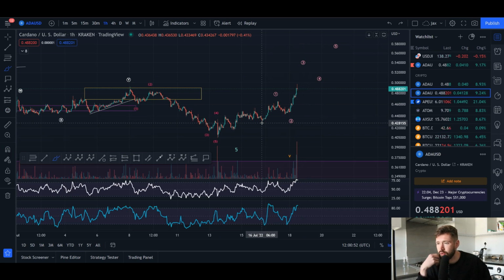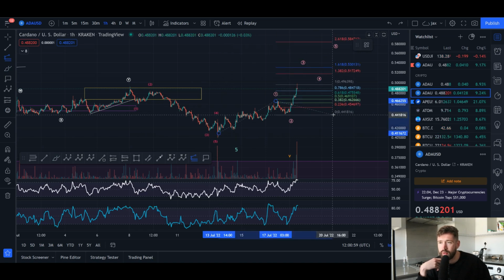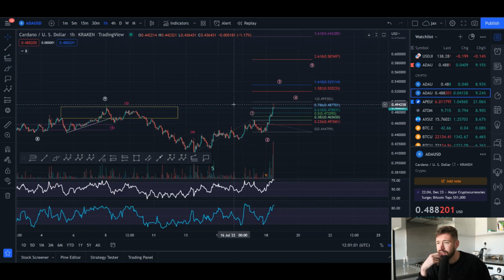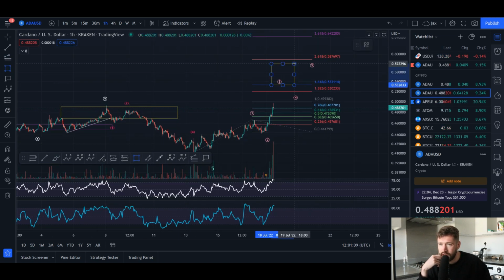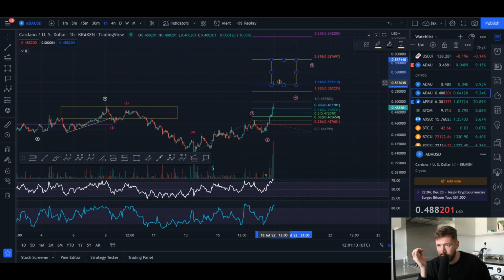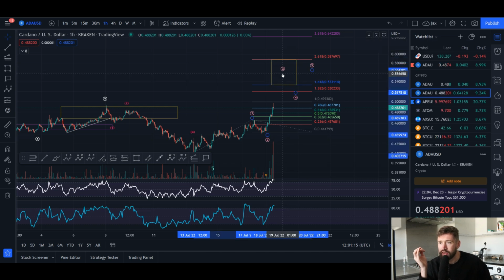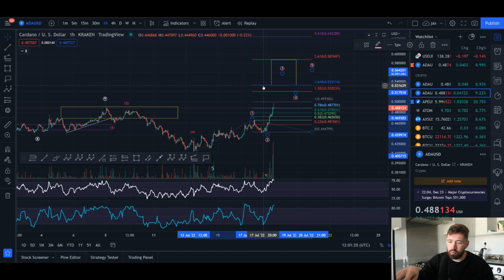Now to measure your wave 3, take your trend-based fib extension from the bottom of your wave 1 up to the top, down to the bottom of your wave 2, minimum target 1.618. So we're just going to drop in a little box here for a potential wave 3. Personally, I like to drop it in between the 1.618 and the 2.618, as the wave 3 can get overextended here. So in between about 53 to about 58 cents for Cardano for a potential wave 3.